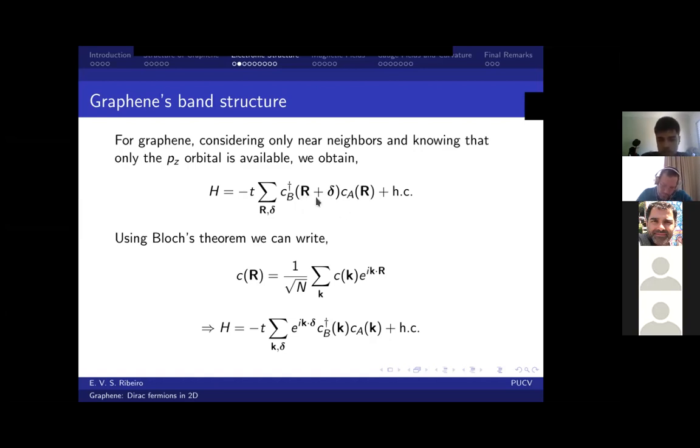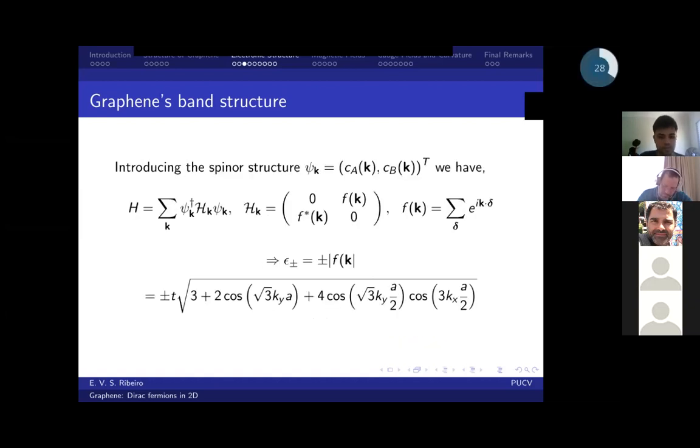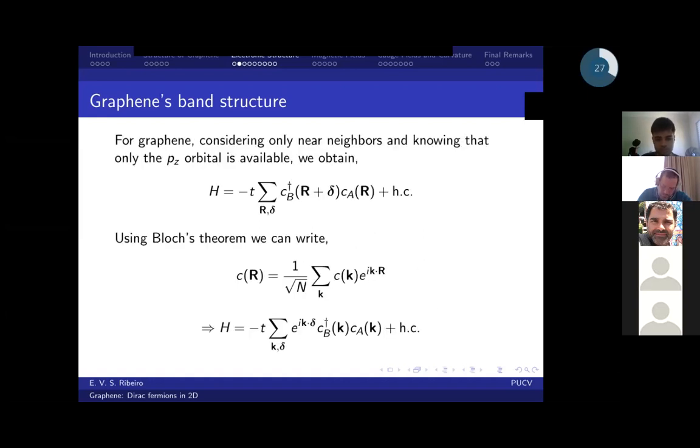You can also add other types. Here we are considering only hopping between the first neighbors. You can add hopping between second neighbors, third neighbors. Perfect. Thank you. Right. So we have this Hamiltonian here in the end after making this Fourier transform.